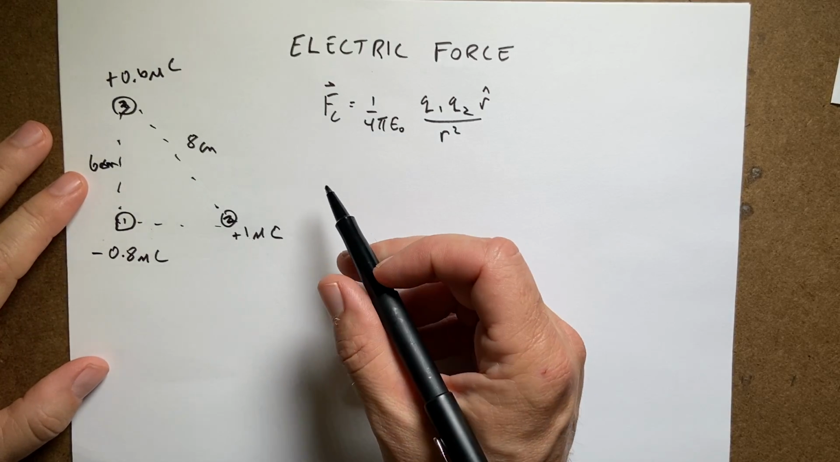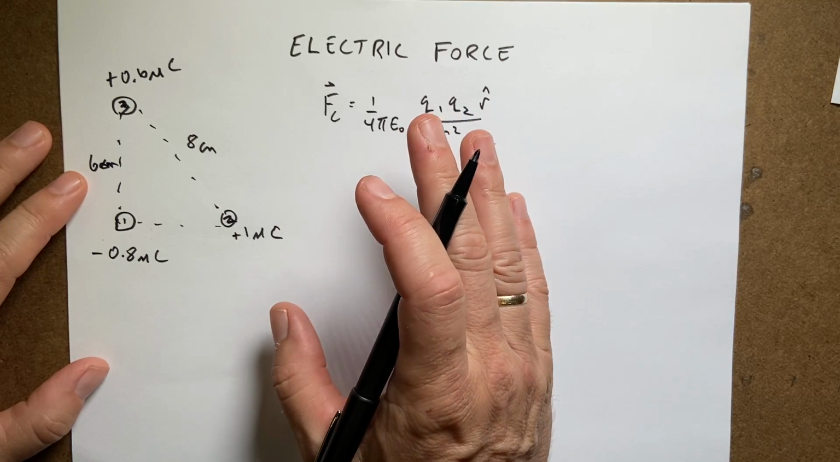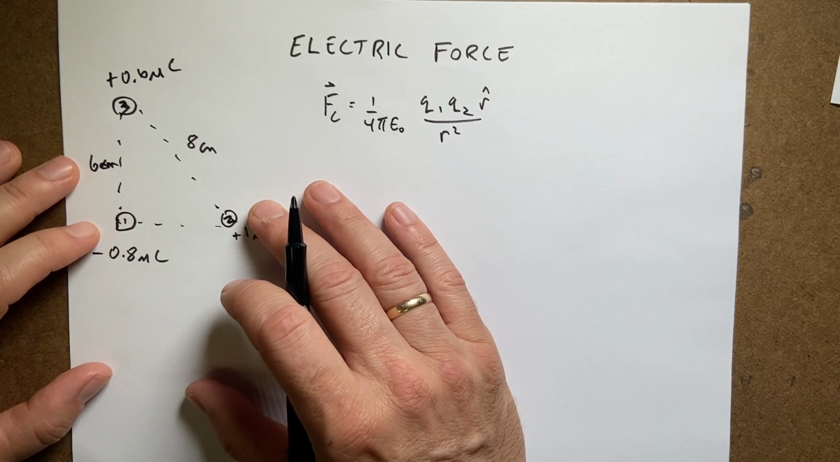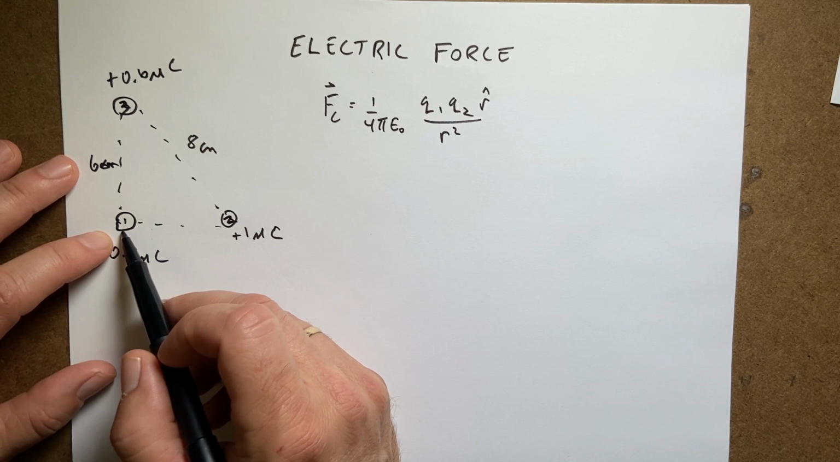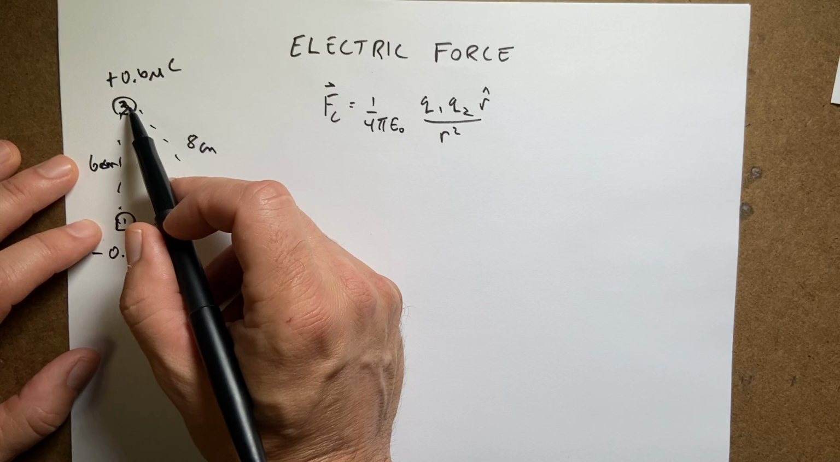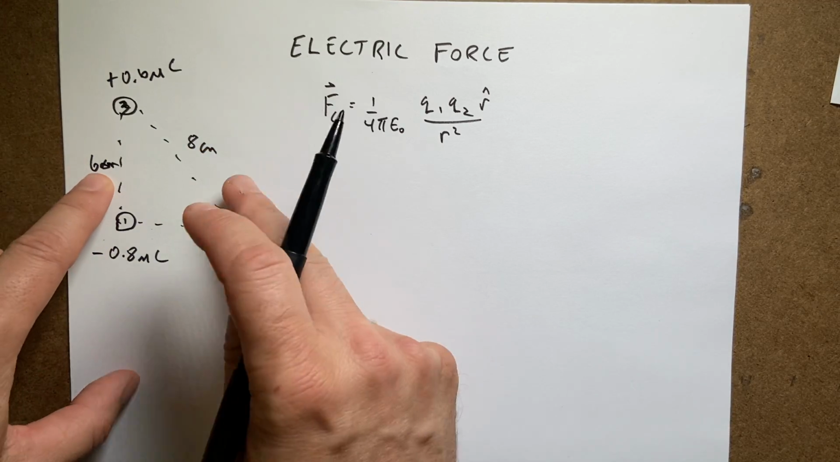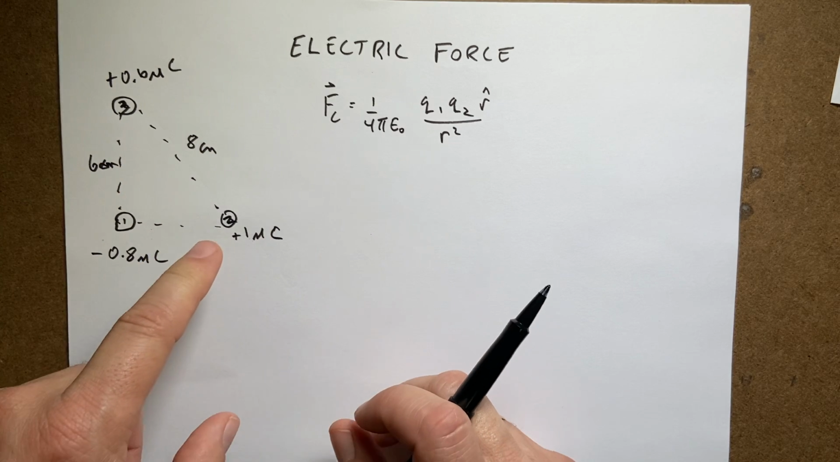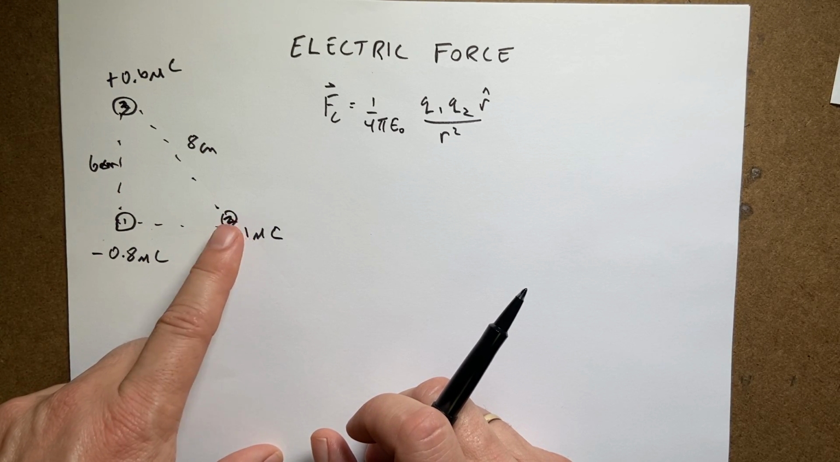Okay, so this is a problem that you might see in a lot of textbooks. It's something very similar to this. They'll give you an arrangement of electric charges. In this case, I have three: a negative 0.8 microcoulomb charge, a positive 1 microcoulomb charge, and a 0.6 microcoulomb charge. These two are positive, and they form a right triangle. And they give these two distances. And the question is: what is the force on this charge right here?